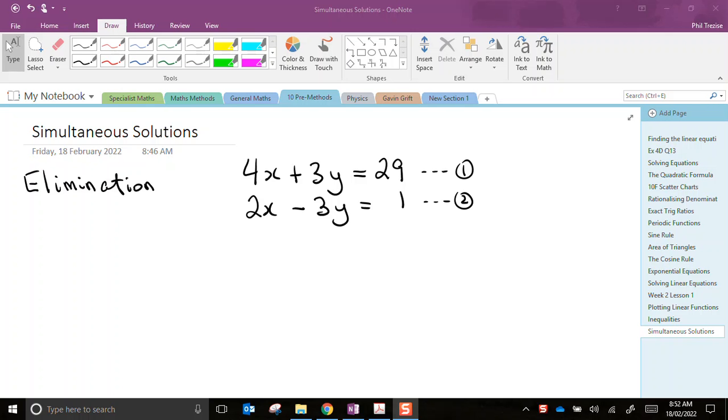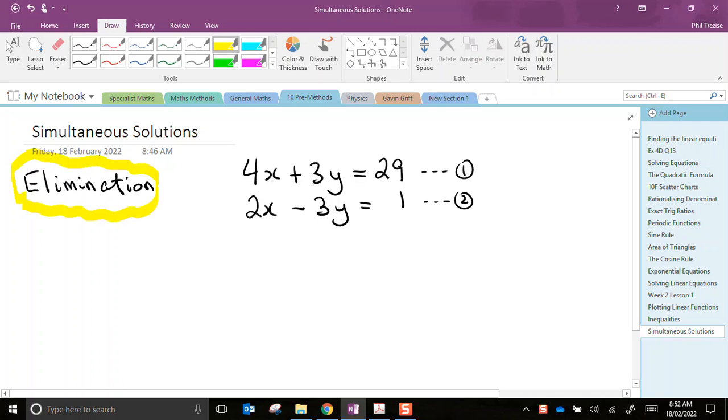Hi everyone, this lesson is about solving simultaneous equations, and the method we're going to use today is the elimination method. Now this method is perfect if we have a situation like the one I've got here. Notice when we look at the first equation, there's 4 times x plus 3 times y, and in the second equation, 2 times x, that's different, but minus 3 times y.